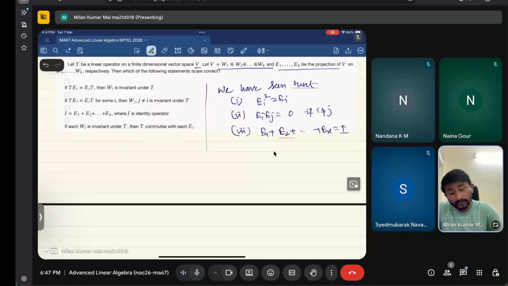Then which of the following statements is or are correct? This is what I have asked. The first statement is that if T Ei is equal to Ei T, then Wi is invariant under T.